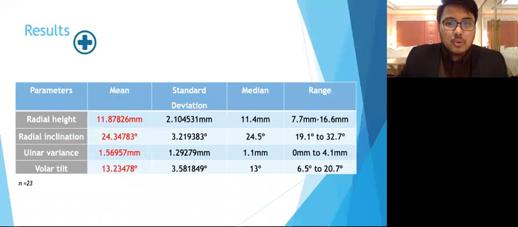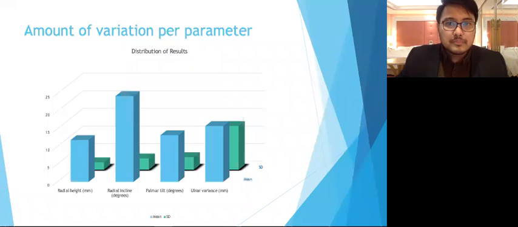Results of this study show that the mean radial height for Filipino adults was 11.88 millimeters with a standard deviation of 2.10. Mean radial inclination at 24.35 degrees with standard deviation of 3.22. Mean ulnar variance was generally ulnar negative with a measurement differential of 1.57 millimeters. And lastly, the mean volar tilt, 13.23 degrees with standard deviation of 3.58.